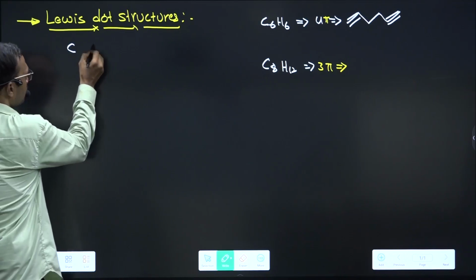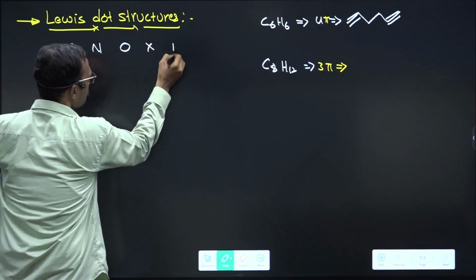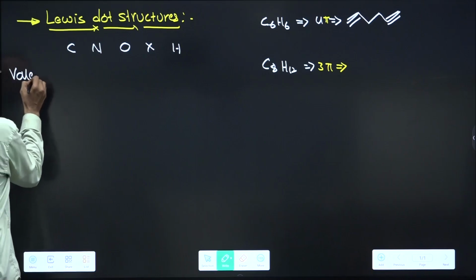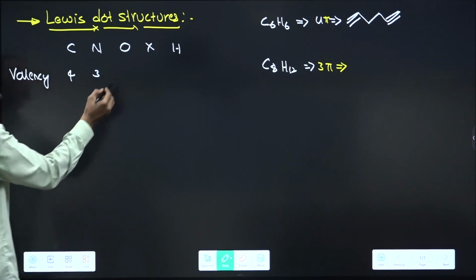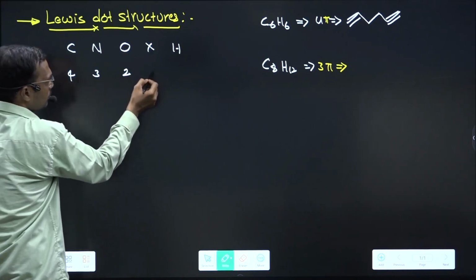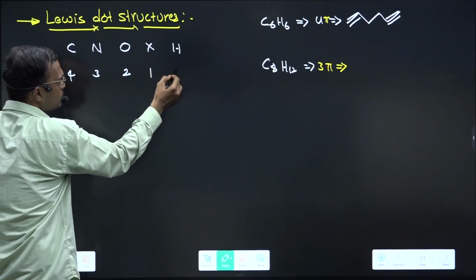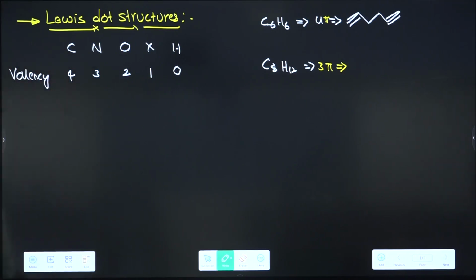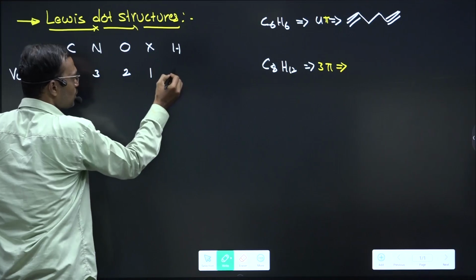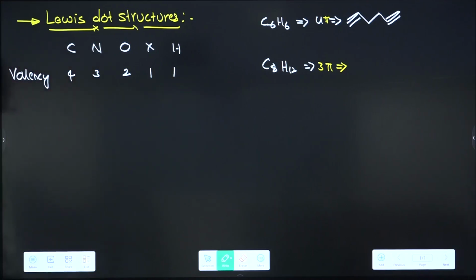Suppose I take carbon, nitrogen, oxygen, halogen, hydrogen. I want to write the valency. What is the valency of carbon? 4. Nitrogen? 3. Oxygen? Halogen? Hydrogen? 0, right? Or 1? What is the valence of hydrogen? If it is 0, we can't write hydrogens over there. What is the valency of helium? 0. That's why they won't participate in bonding with any element. Neon? 0. Zero group elements, that's why they are given as 0.